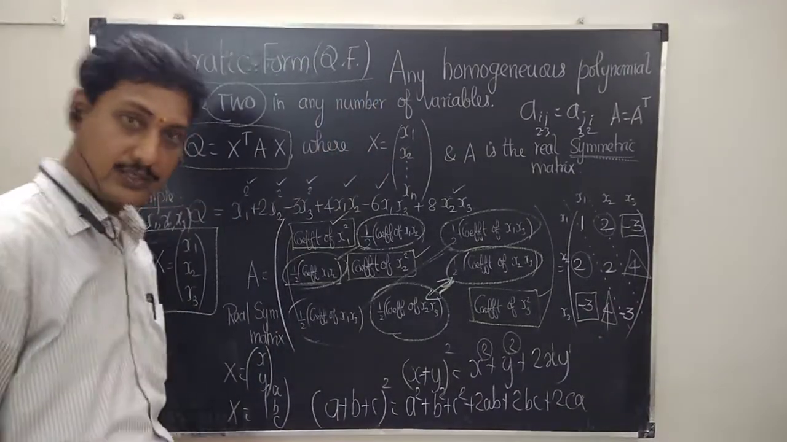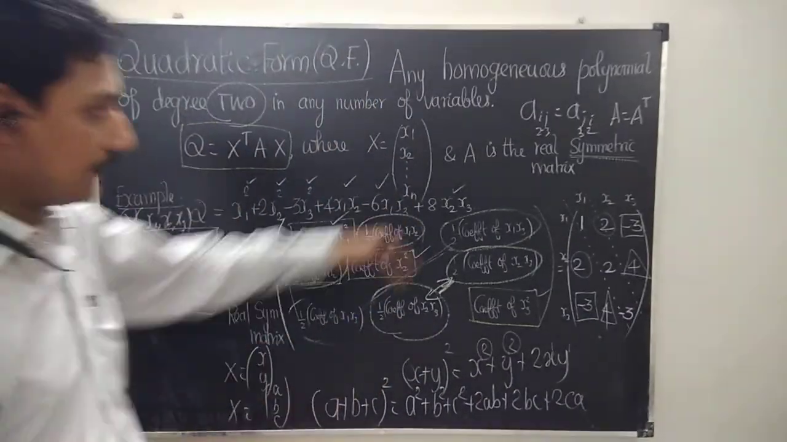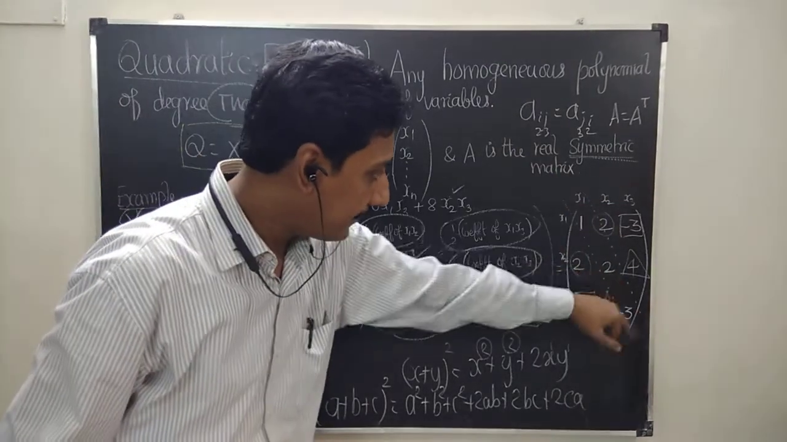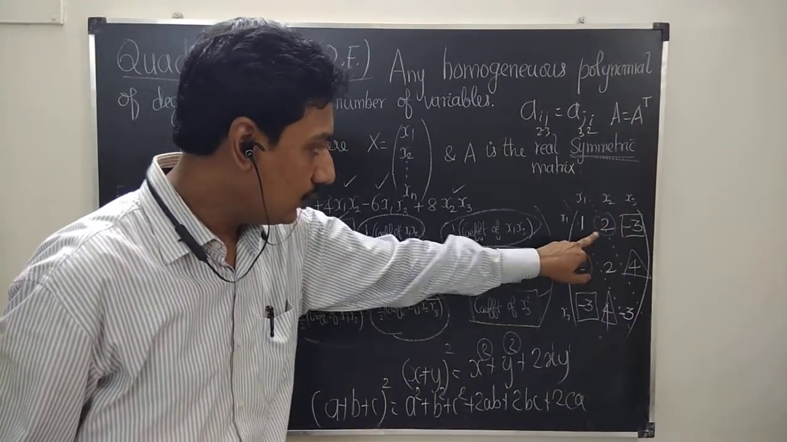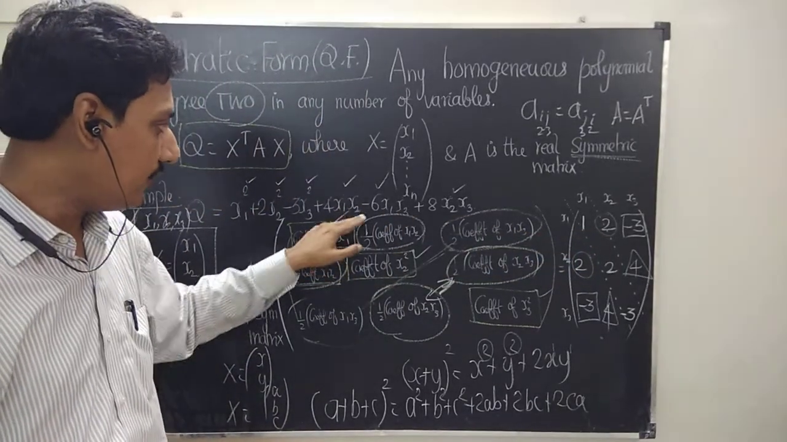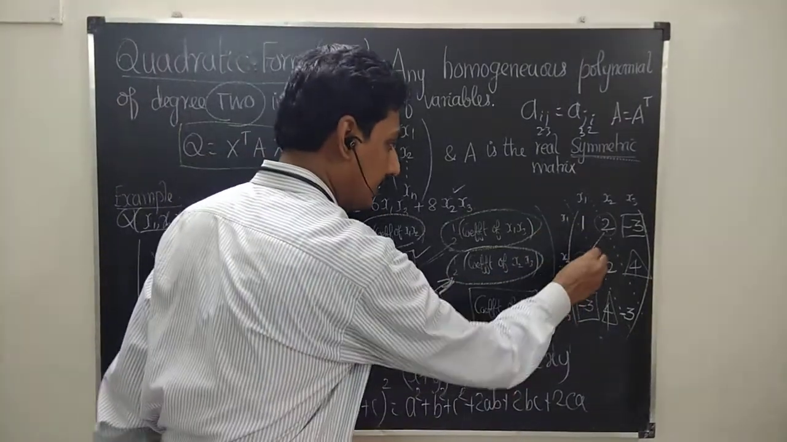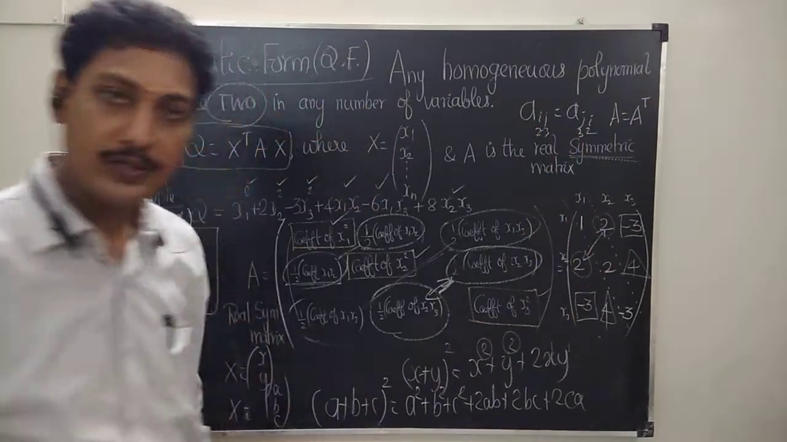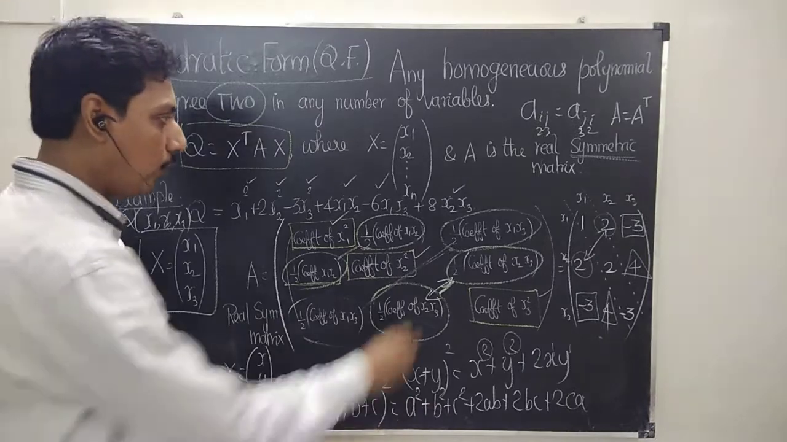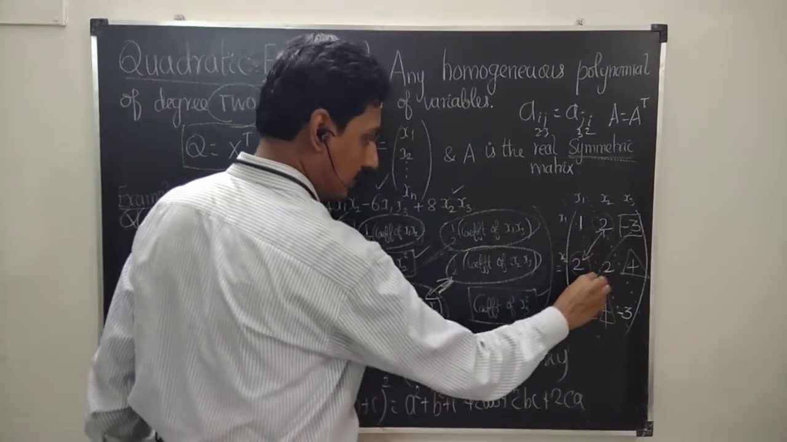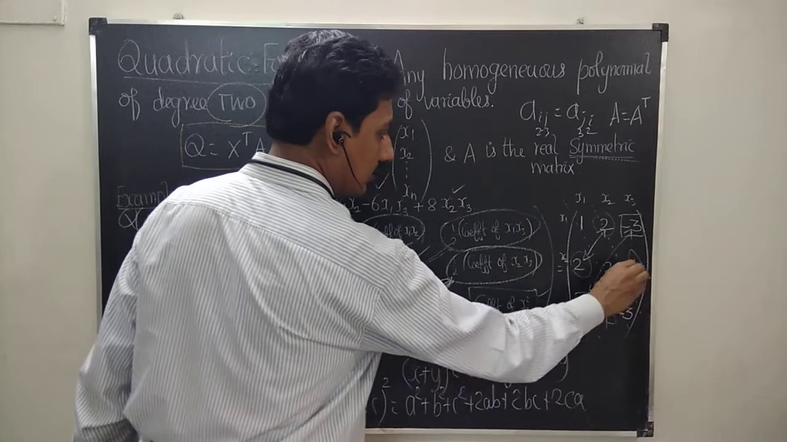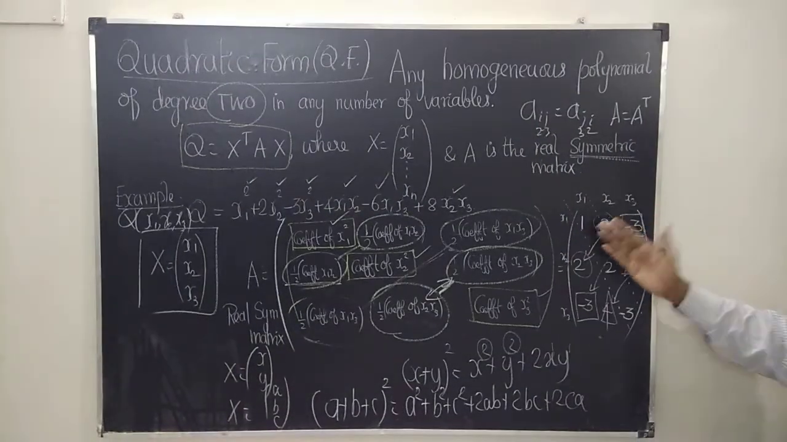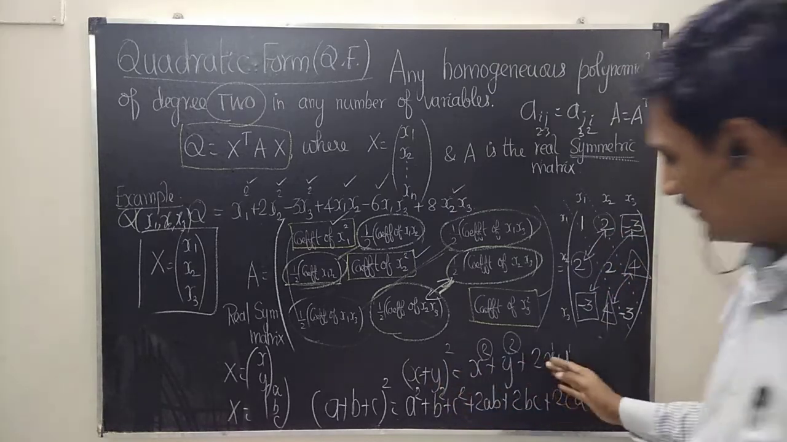So once I repeat this: the diagonal-wise coefficients of x1 squared, x2 squared, x3 squared, and then x1, x2. Consider the coefficient of x1, x2, divide by 2, and fill it up here, because 1, 2 is equal to 2, 1 by the symmetricity definition. And what about 1, 3? 1, 3 is here. And this is 2, 3. So this is known as the symmetric matrix. Let us see the examples.